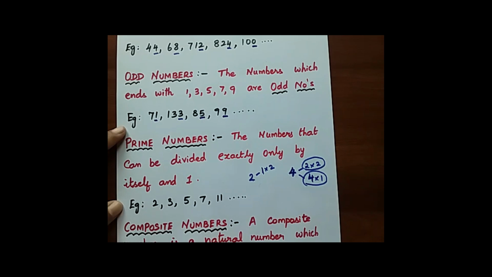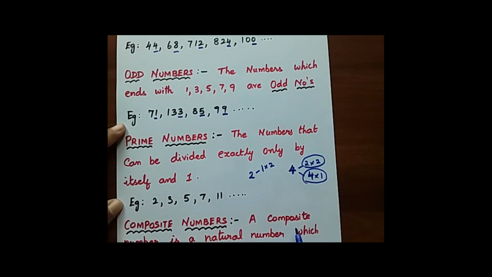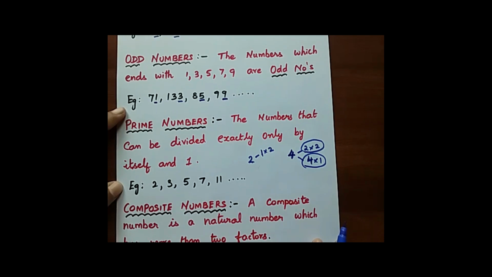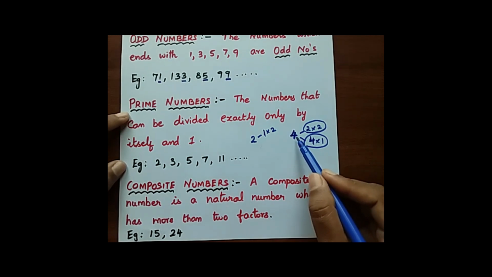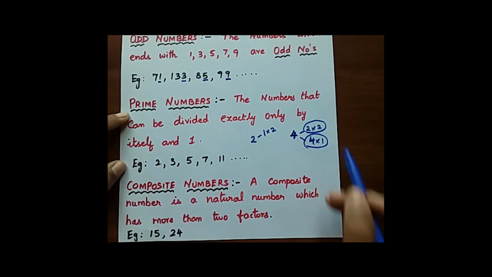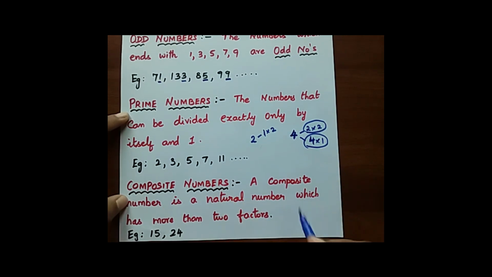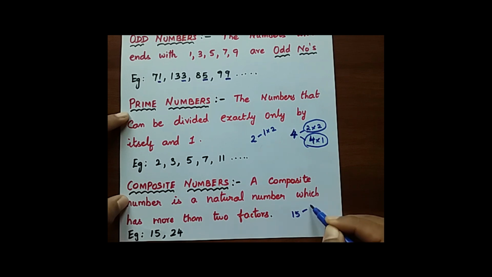Next we move on to composite numbers. A composite number is a natural number which has more than 2 factors. Like I said, for 4 we have more than 2 factors. Such type of numbers we call composite numbers. For example, here I have taken 15. What are the factors of 15? 3 into 5, and we can write 1 into 15. So we are getting more than 2 factors. So we can say that these numbers are composite numbers.